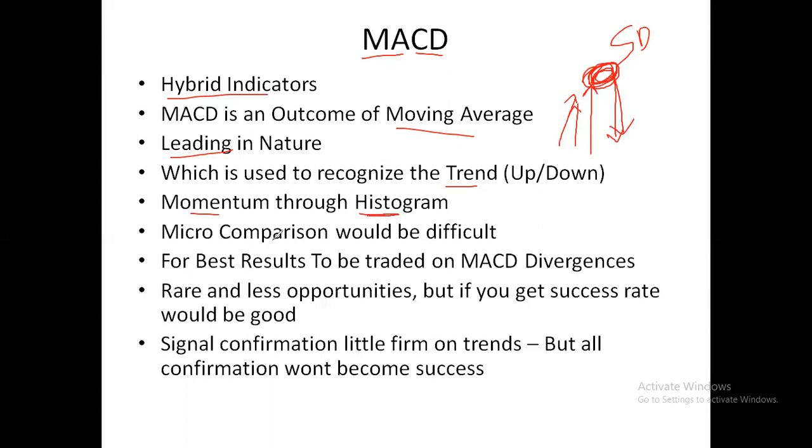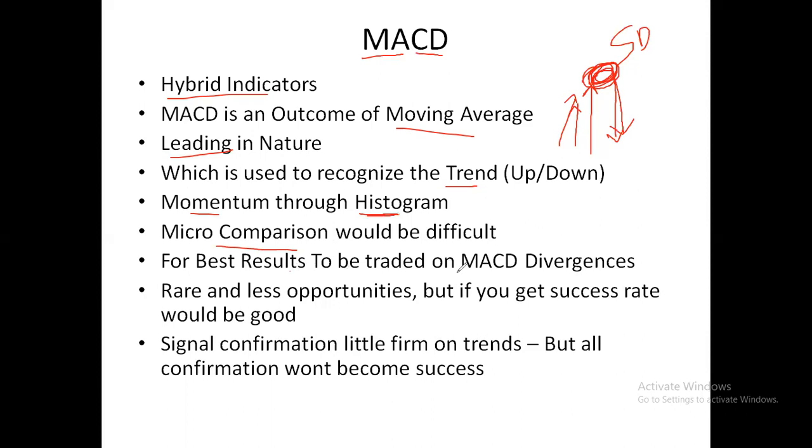MACD is something similar to RSI, but micro comparison is not possible like how we do in RSI. RSI will give you micro comparison and you can have more trades in RSI, whereas in MACD you have fewer trades. But if you take convergence and divergence trades, they are at least little promising trades. So micro comparison would be difficult in this MACD.